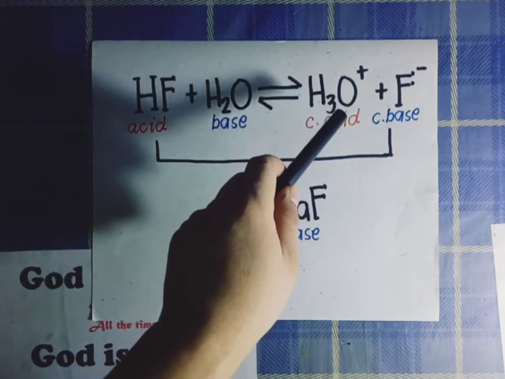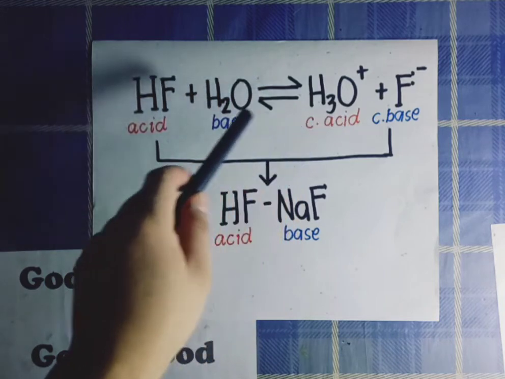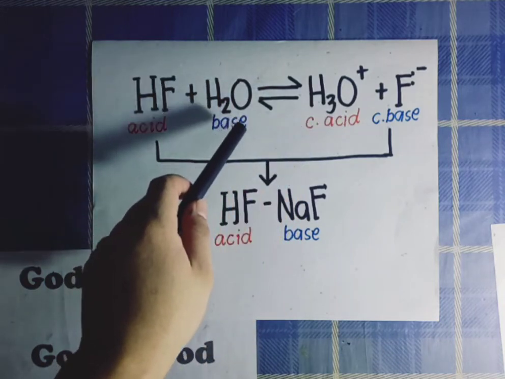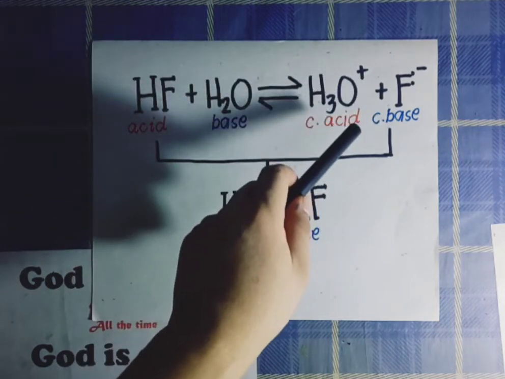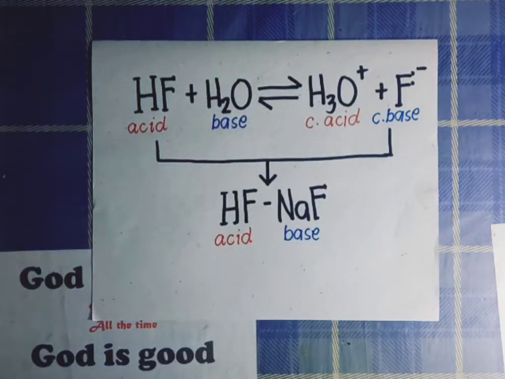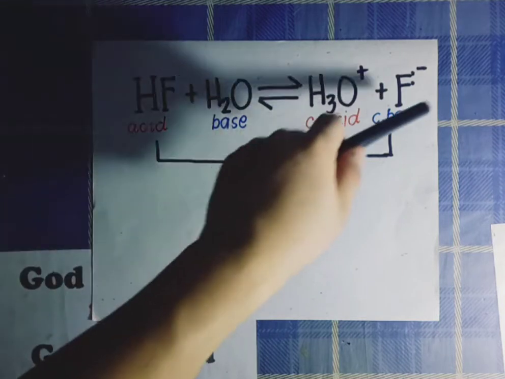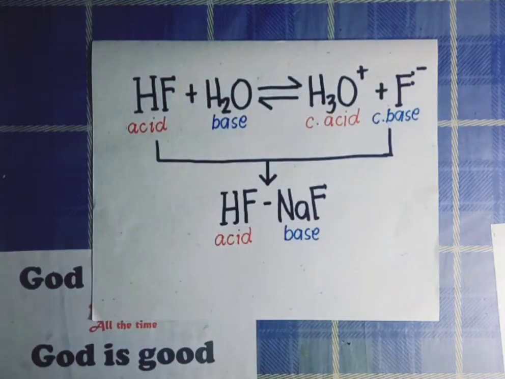or H3O+. Our base here is water, and our conjugate acid is hydronium ion. On the other hand, after its donation to water, hydrofluoric acid will now turn into fluoride ion. Our acid is hydrofluoric acid, and its conjugate base is fluoride ion.